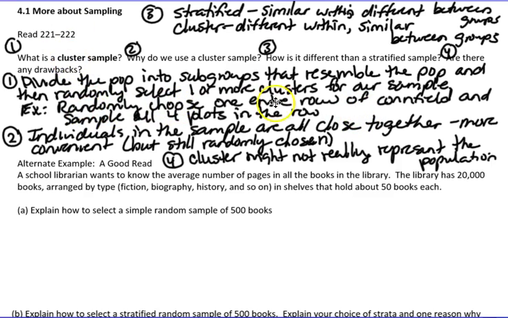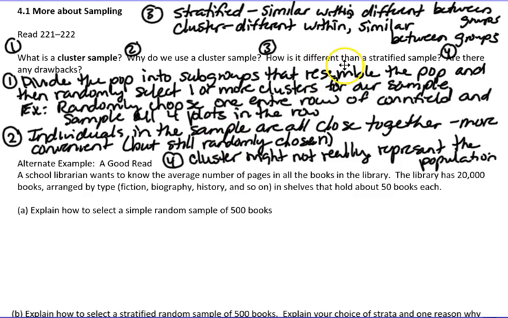I have this written out. Randomly choose one entire row of the cornfield and sample all 4 plots in the row. That's a cluster. Why do we use a cluster sample? Well, the main reason is that the individuals in the sample are all close together. It's more convenient, but still randomly chosen. Okay, so it's not a convenient sample in that I'm just going to pick the things that are closest. I'm going to randomly select the cluster first, but because the cluster is all clustered together, it's closer. So I don't have to travel all over the cornfield. I can just go all the way down one row and get all that information from one row.